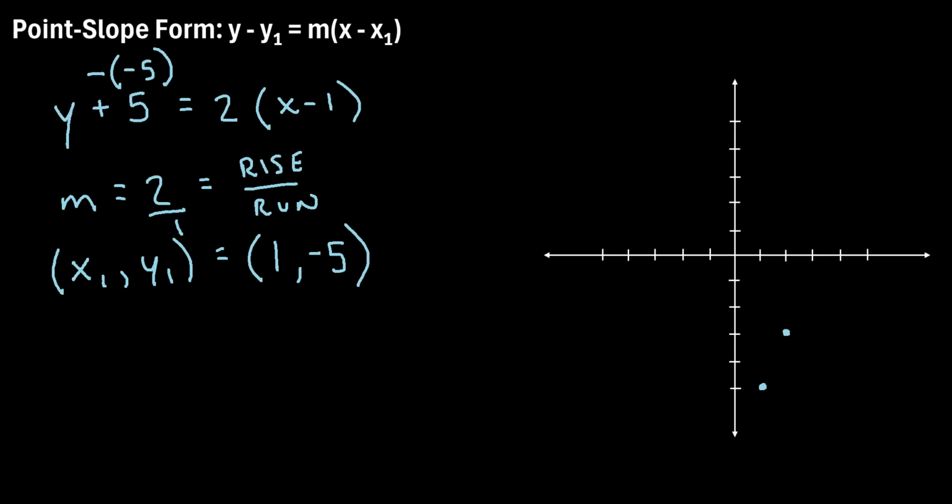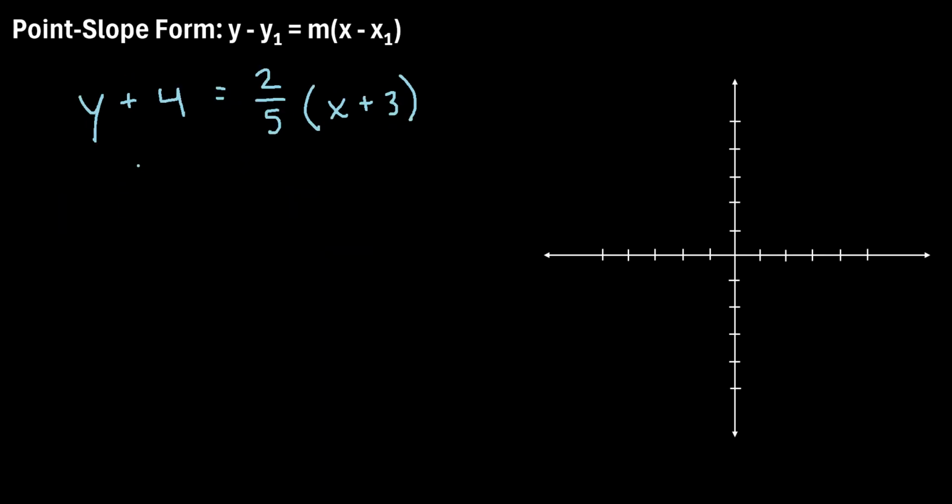These are the only 2 points we need to actually draw a rough sketch of this line. So it looks something like this. So this is the line that's represented by the equation y plus 5 is equal to 2 times x minus 1. All right, let's try one more example.